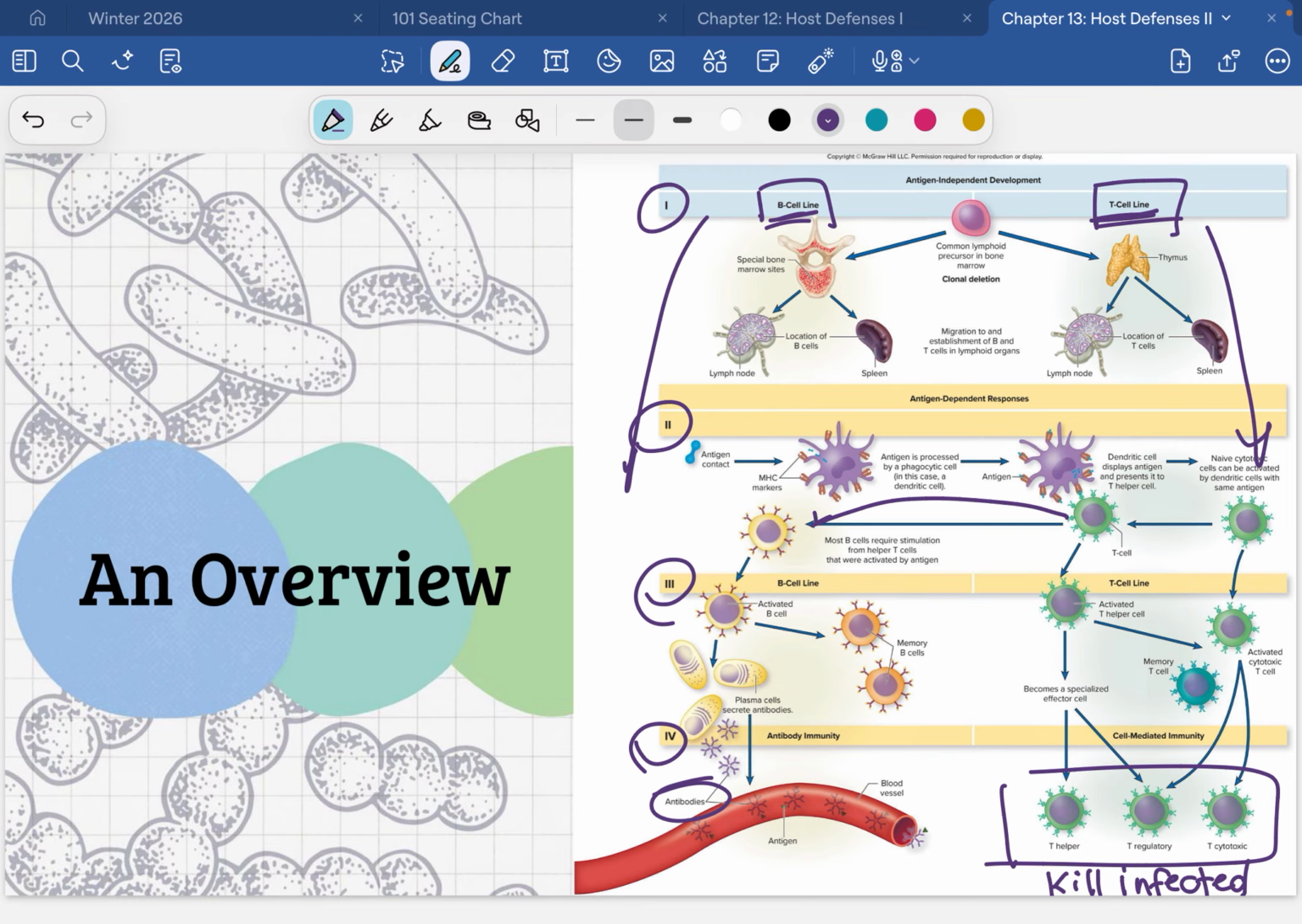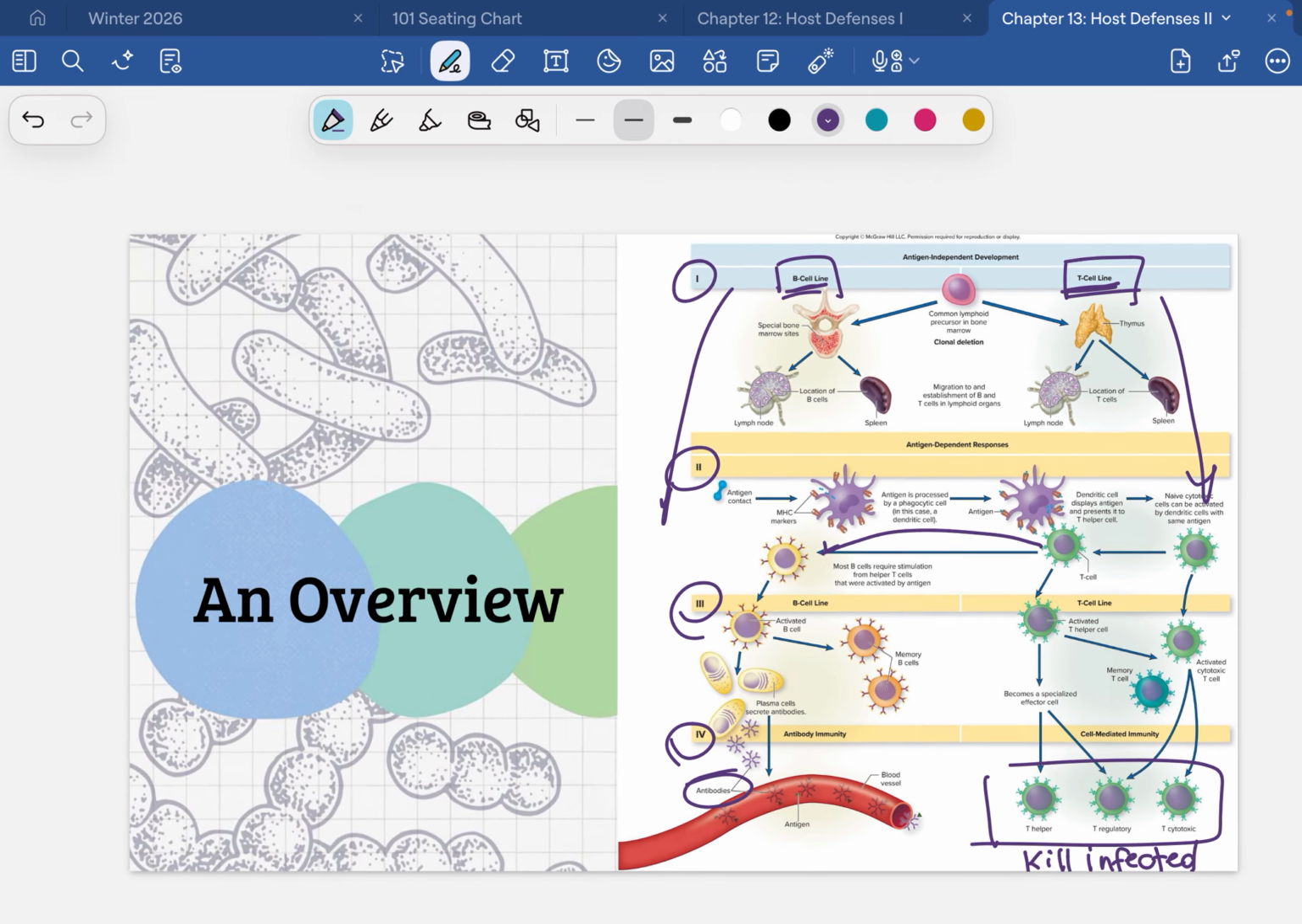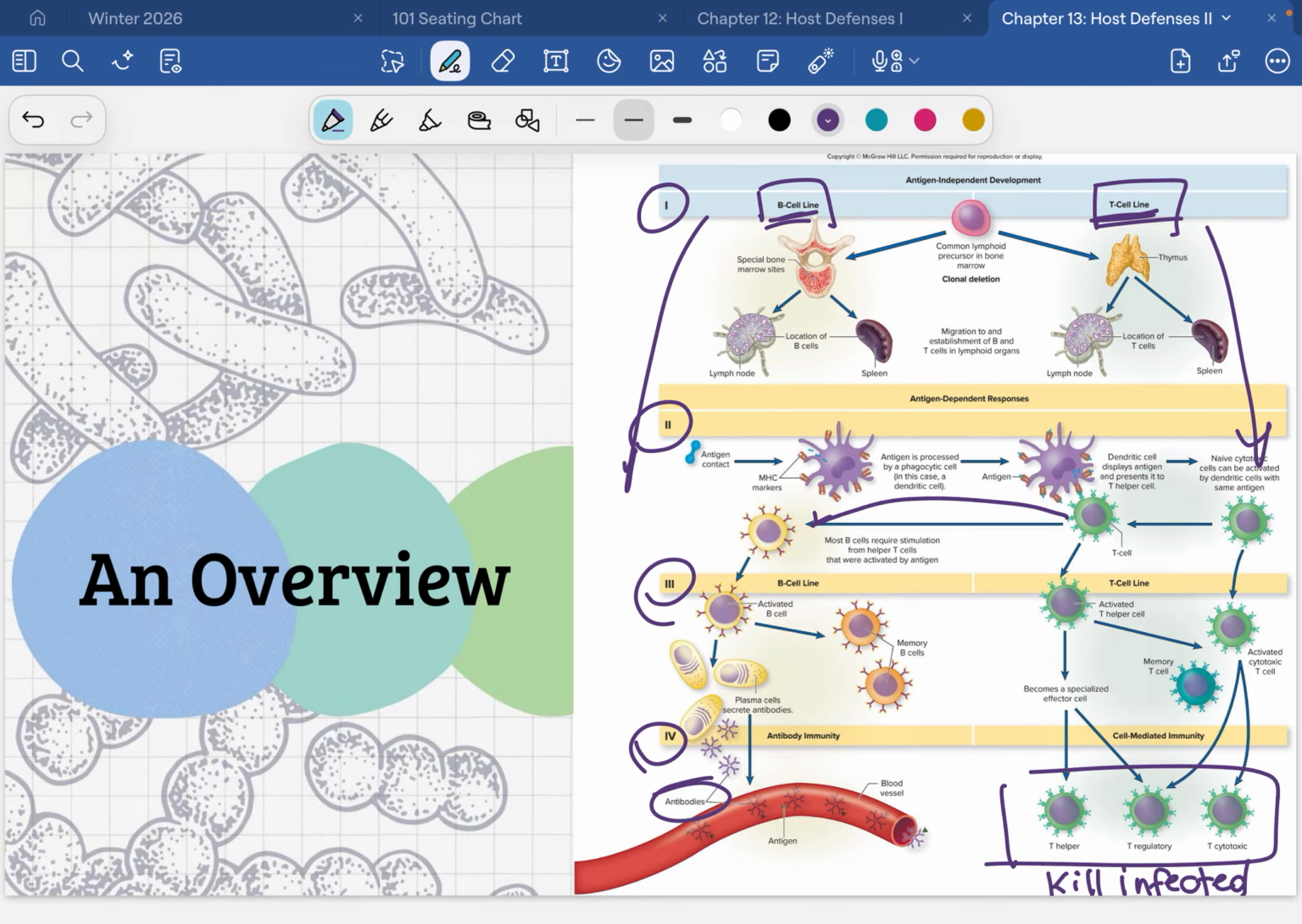But again, there's 2 separate arms. They are both activated at the same time, and they occur simultaneously. That's why they're shown side by side like this. It's not one after the other. They're happening at the same time. And this is what happens inside your body after something makes it past that first line of defense. First and second line of defense. Makes it past your innate immune system.